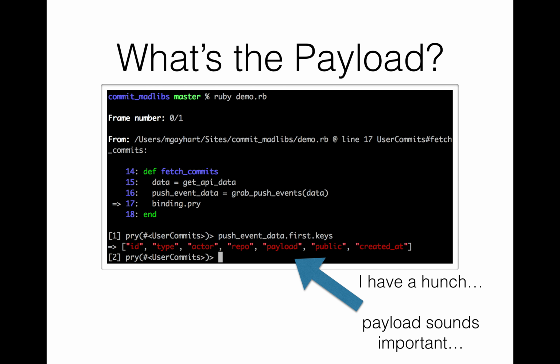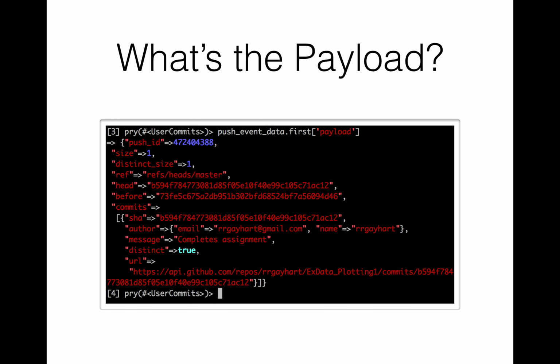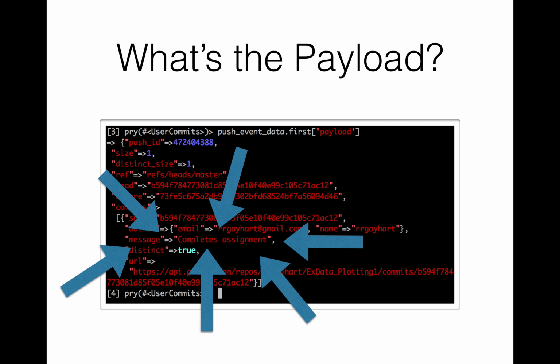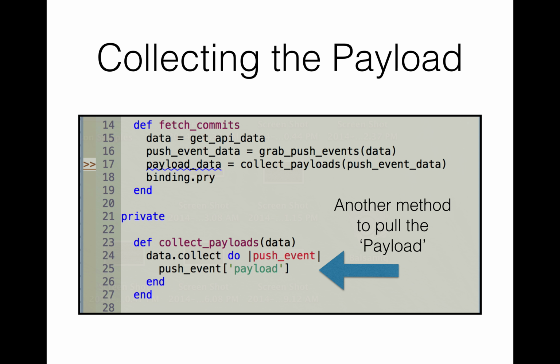So let's grab the first one and let's look at the keys and let's try to figure out where we think we're going to find commit messages. So I have a hunch. Payload sounds kind of important. So let's grab push event data.first, give it the key payload, and see what we get back. Looking through it. Oh my gosh, message. I got a little excited. That's exactly what we're looking for.